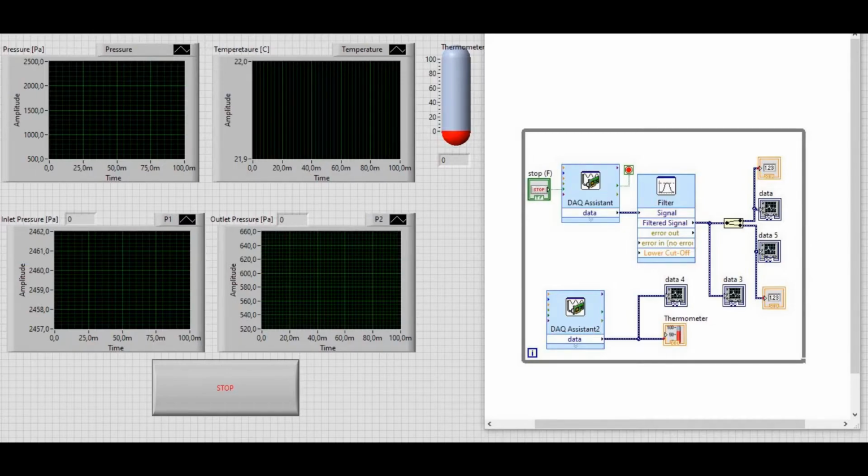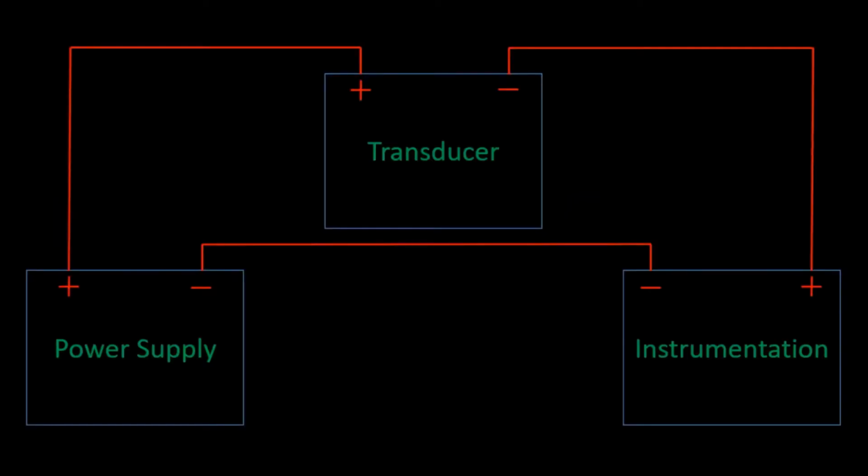And as it can be seen on the block diagram, the data gathered from the sensors are filtered before appearing on the graph. Connections must be done according to the drawing.